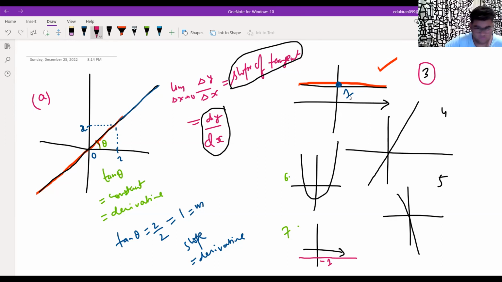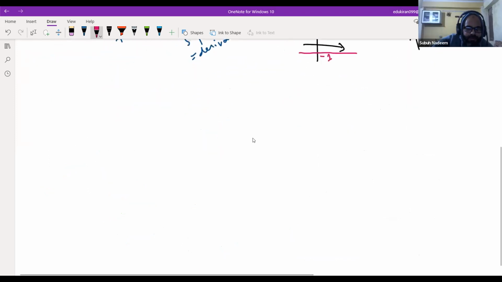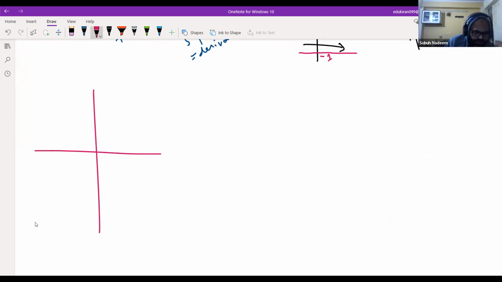So for A, it's 3, right? For A, it's 3. Now we'll move on to B. Have you written it? Yes, sir. Now the B graph is this one, something like that.